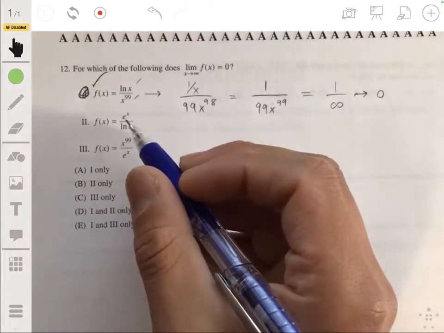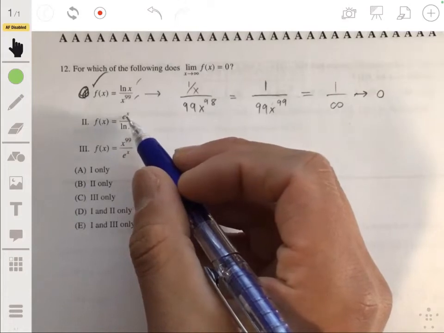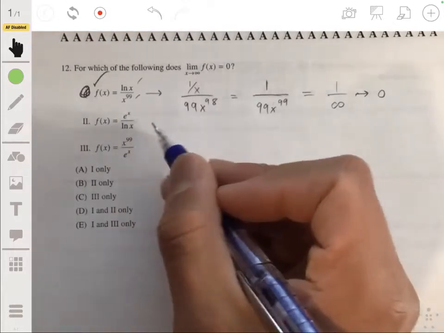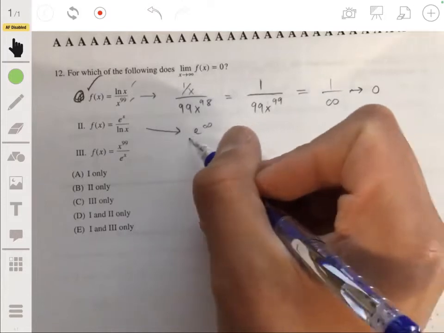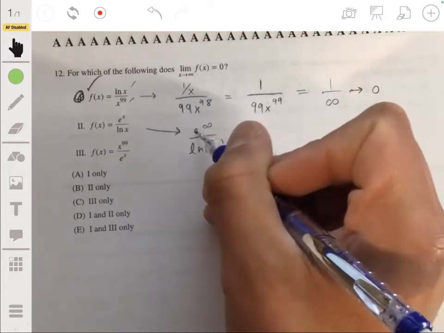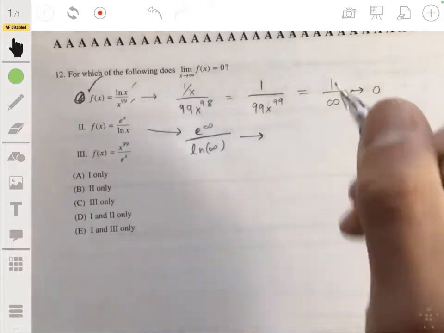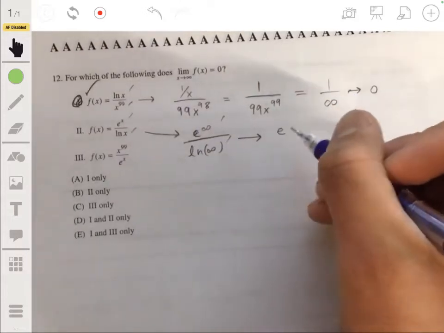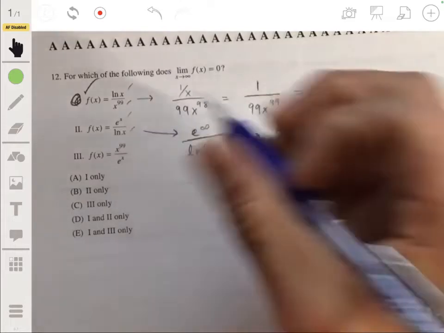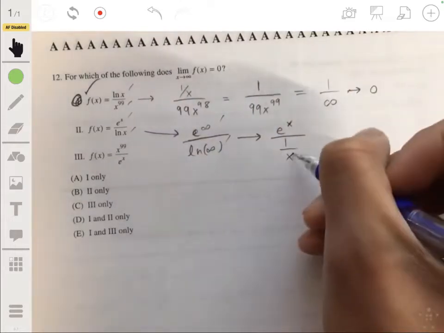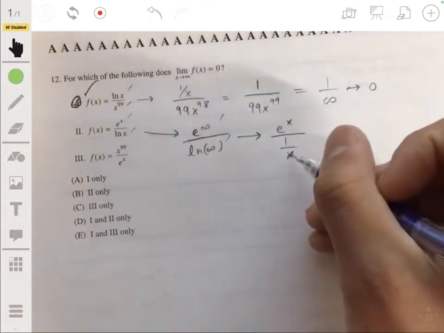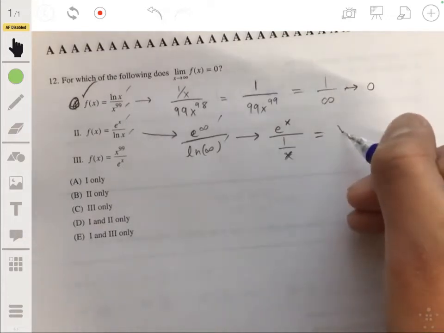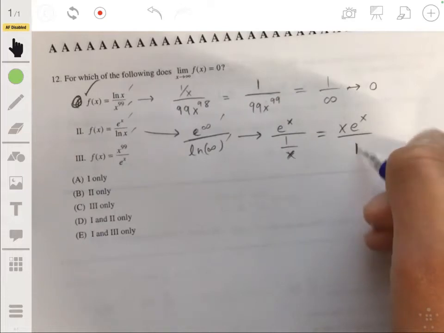Now the second one, if we take the limit of the top and the bottom, we're going to get basically e to infinity over the natural log of infinity. So we're going to get a big number over a big number. Again, we're going to apply L'Hopital's rule. We take the derivative of the top and the derivative of the bottom. The derivative of e to the x, as you know, is e to the x. The derivative of natural log of x will be 1 over x. Using your understanding of fractions, this will become x e to the x all over 1.